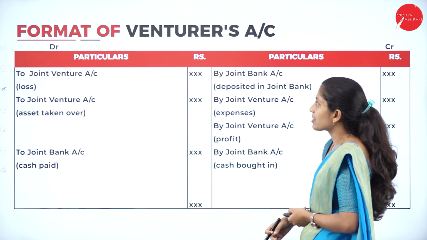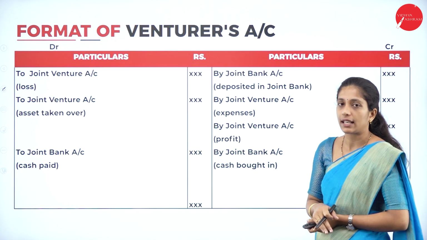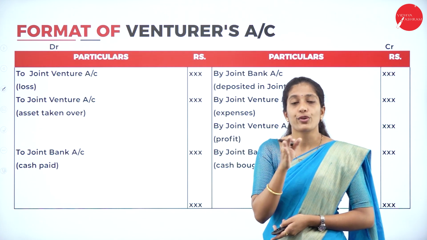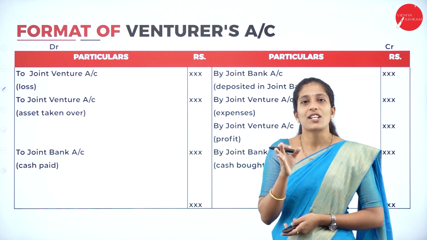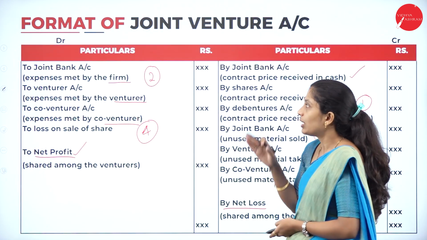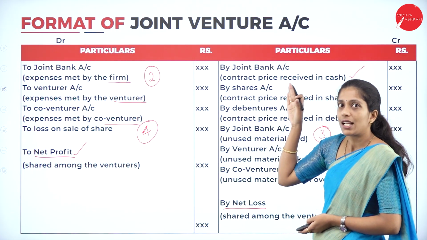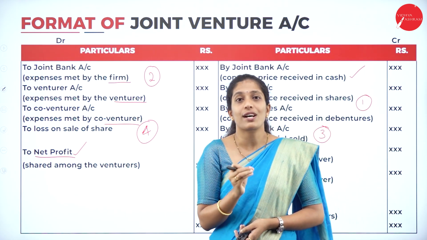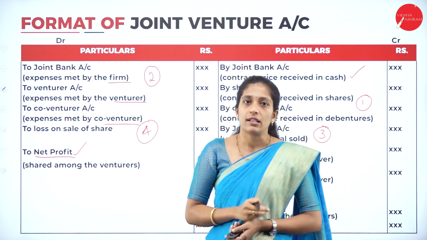Now come to the next account, that is venturers account. It is the same as partners capital account, whereas, as I told you in the beginning itself, this joint venture account is similar to profit and loss account. Here this joint venture account is similar to profit and loss account, which we prepare in order to ascertain the net profit or net loss.